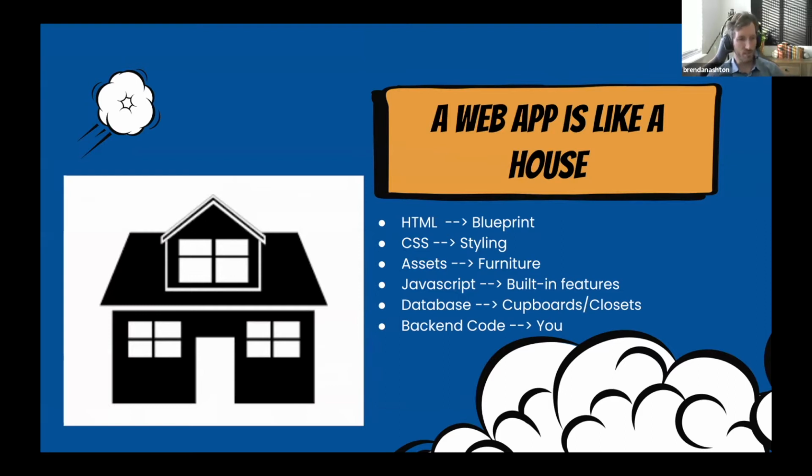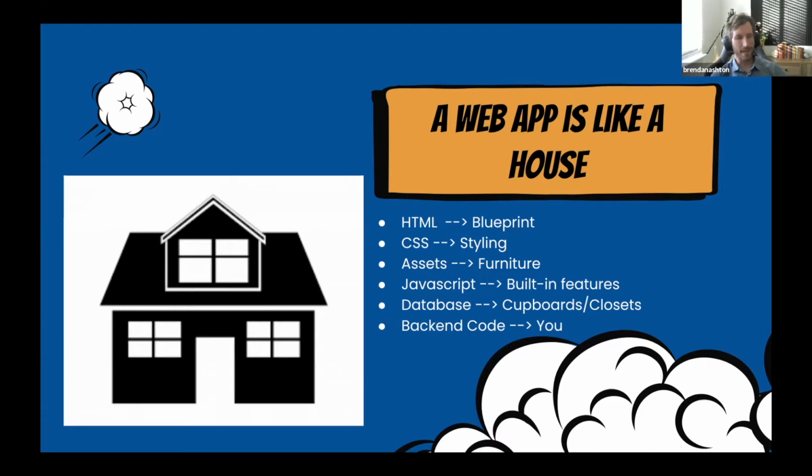Then JavaScript is like the built-in features that come with the house. So like electricity, running water. These are, you know, the things that make a house work, that provide the functionality of the house. Database are where you store some information, like the cupboards and closets.